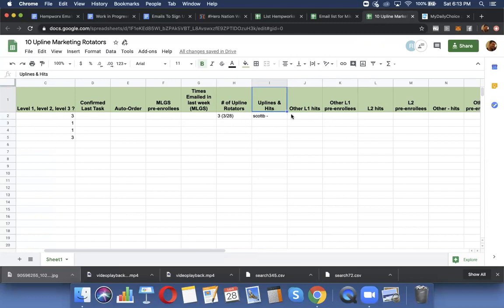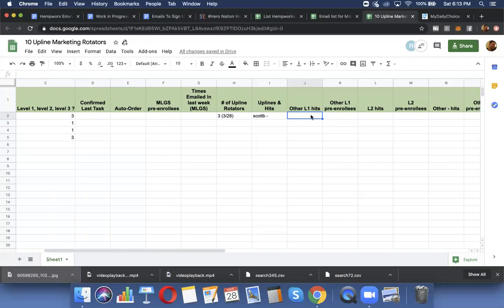And if you see that, don't be surprised, we're also tracking how many pre-enrollees you've gotten from an upline. If you see that after the date of this being created, I think you'll know what to do. Basically the same thing, just tracking pre-enrollees.